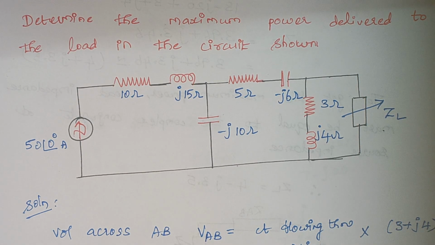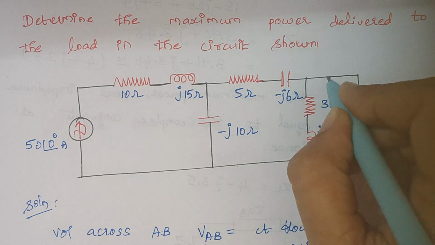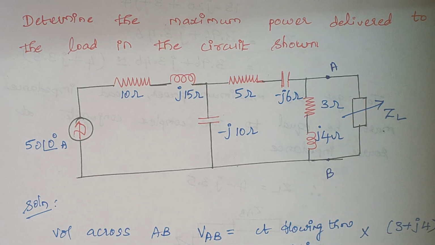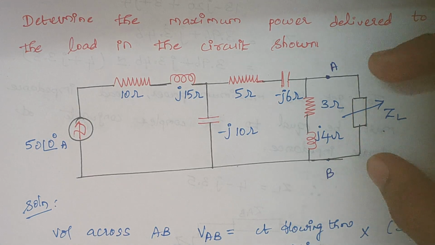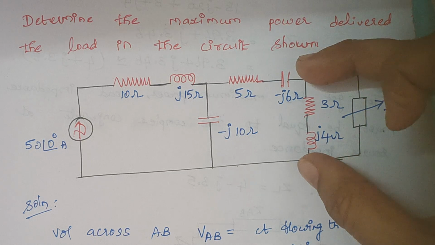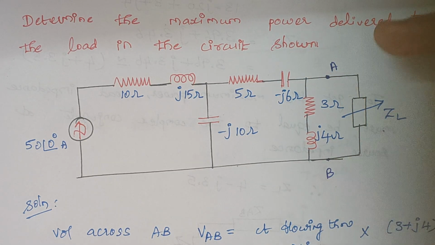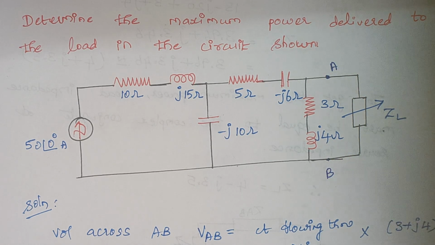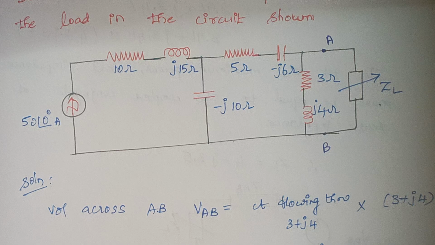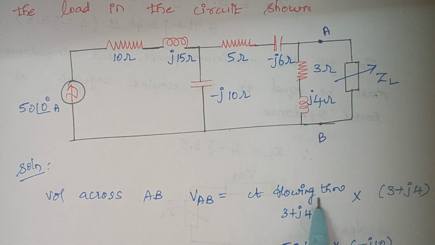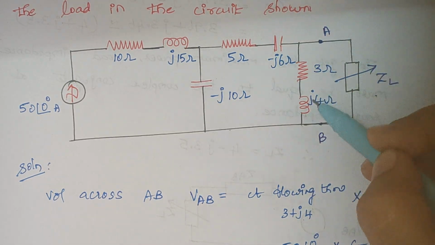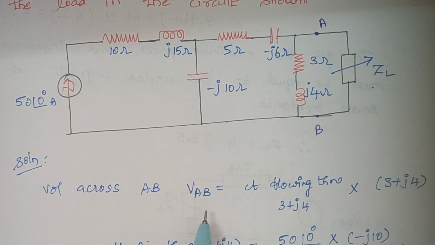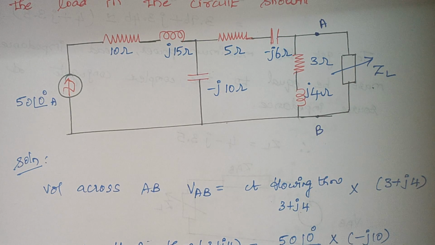The first thing is that we have two terminals, A and B. Since the load impedance is connected across these terminals, the voltage across AB is the product of current and impedance. That is, the current flowing through this part multiplied by the respective impedance 3 plus J4. This forms the voltage across AB.